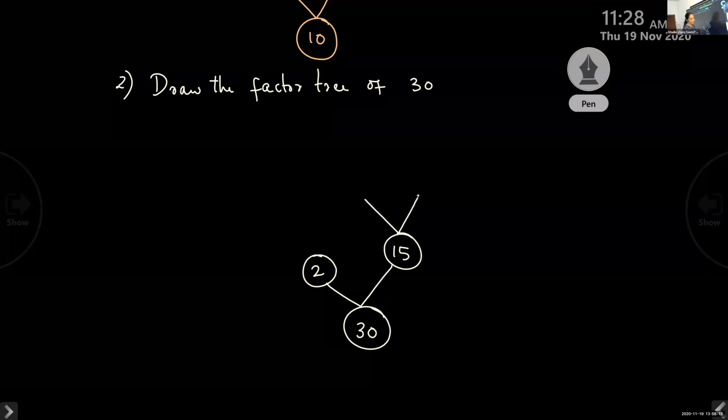Is it possible with 2? No, ma'am. 3. So we'll divide with 3. 3 into 5 is 15. Now you check the top part of it, are all these prime numbers? Yes, ma'am. If it is not a prime number, we have to draw the branches again.